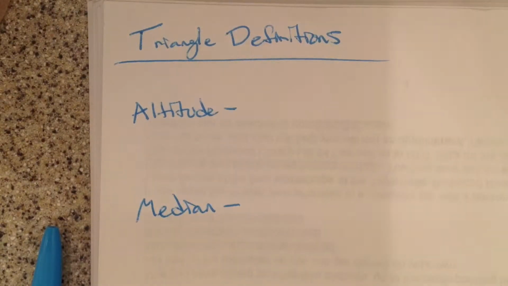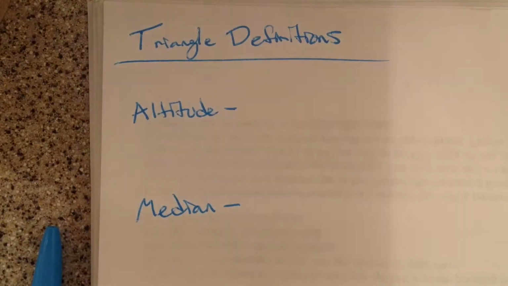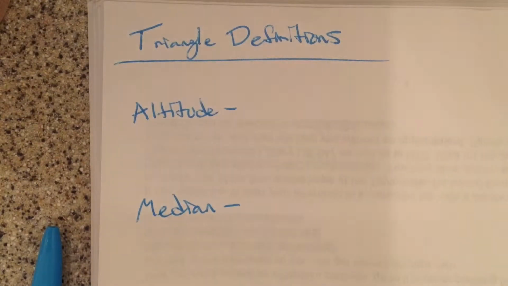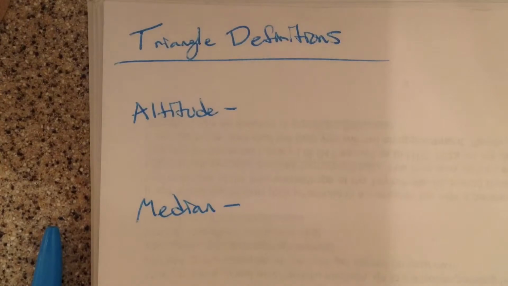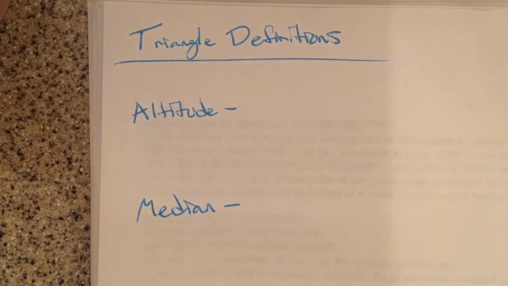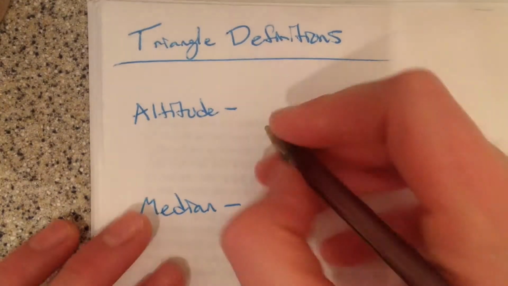So let's talk about some triangle definitions. The first one being an altitude. Well, the altitude is a line segment drawn from a vertex perpendicular to the opposite side. So a triangle can actually have three altitudes, one from each vertex.